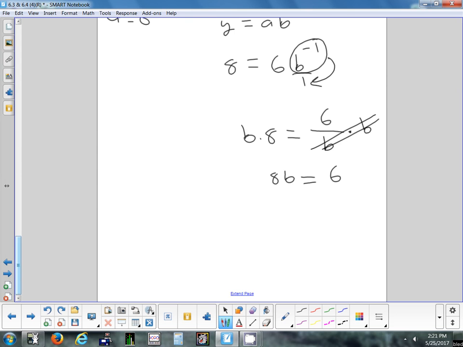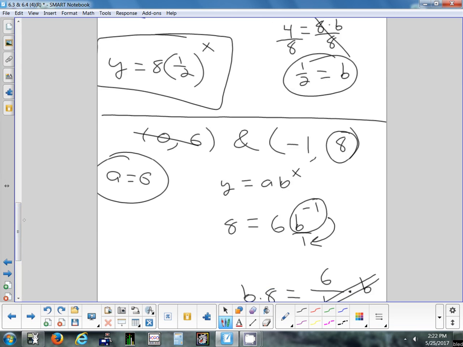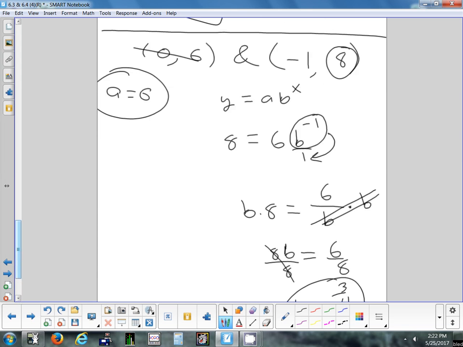And now your last step, how do you get b by itself? Divide by 8. And then from there, I'll let you finish it. You just have to reduce that. Yeah, so b would equal 3/4. Yep. So now you have b, you have a, you could write your final answer. Any questions on what to do if b is a negative? If b is a positive, it's easier. But if b is a negative one, you got to be able to do what we just did right there. Okay.